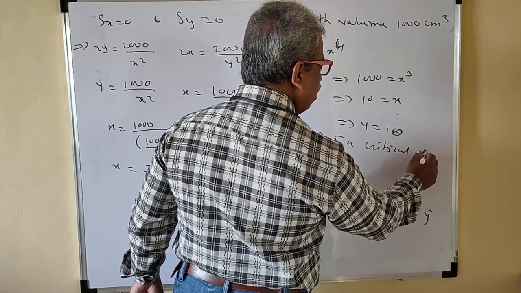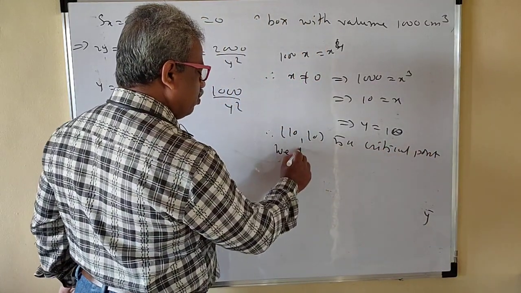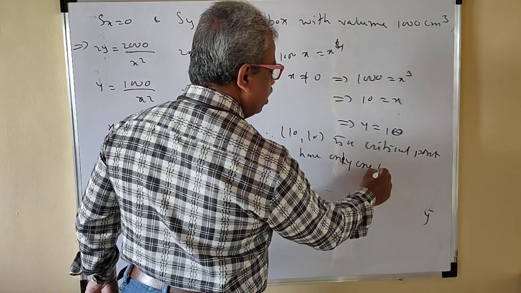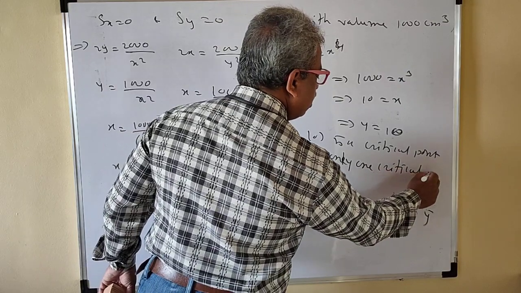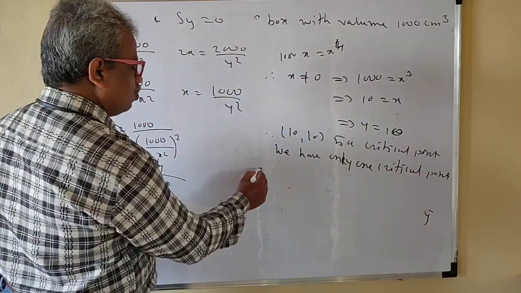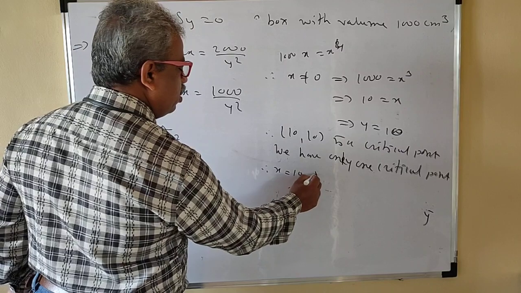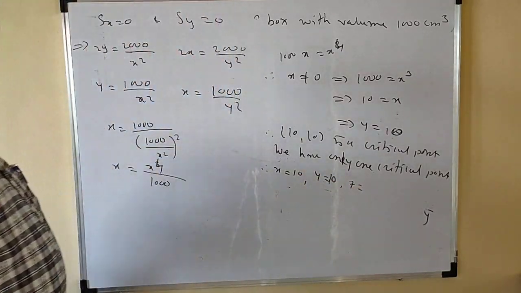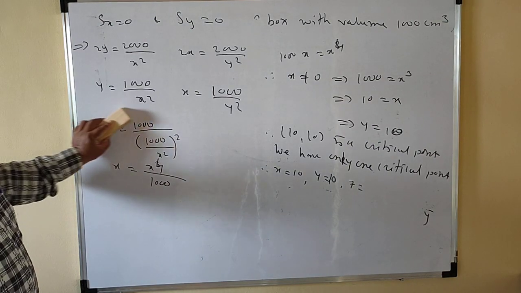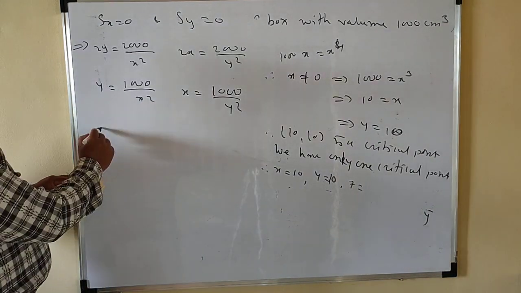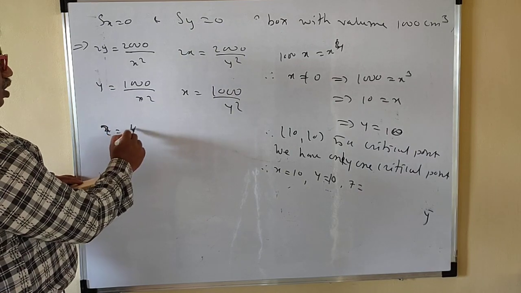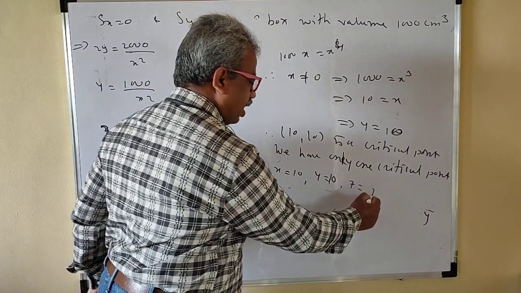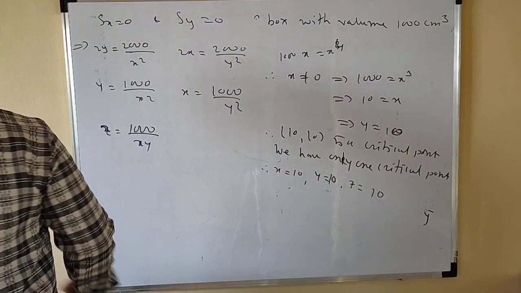So therefore 10, 10 is a critical point. We have only one critical point. Okay. So therefore x is equal to 10, y is equal to 10. So what about z then? What is the value of z? Z is equal to 1000 upon xy. So again this is 10.